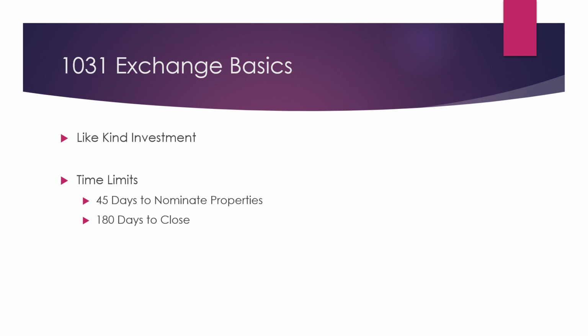I've seen write-ups of up to 3. So you don't have to close on all 3, but you're basically saying, I'm going to close on one of these 3 properties. And then you have 180 days, again from the start, to actually close on this second purchase.